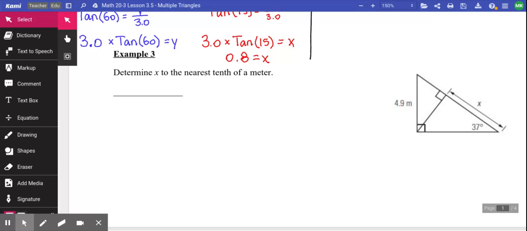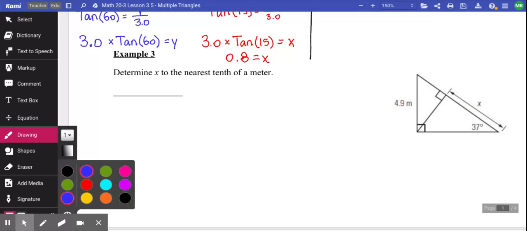Yes, sir. Yeah, for sure. So one is this big guy right here. Another one is this guy right here. And then another one is this one right here. So I got my blue and my red and my green.